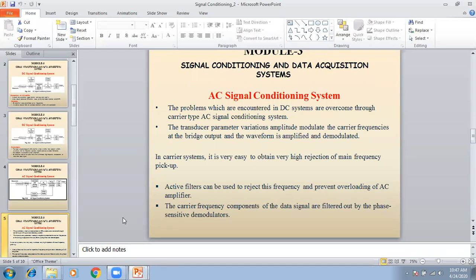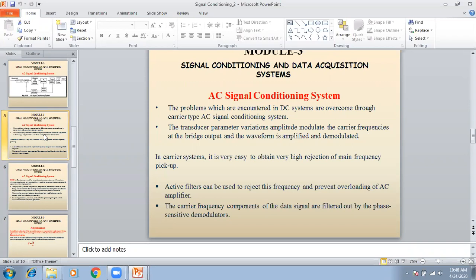Okay. The AC signal conditioning system: the problems which are encountered in the DC systems are overcome by using the AC signal conditioning system. Right. The transducer parameter variation amplitude modulates the carrier frequencies at the bridge output, and the waveform is amplified and then demodulated, right? So these are some advantages of the AC signal conditioning system, right?